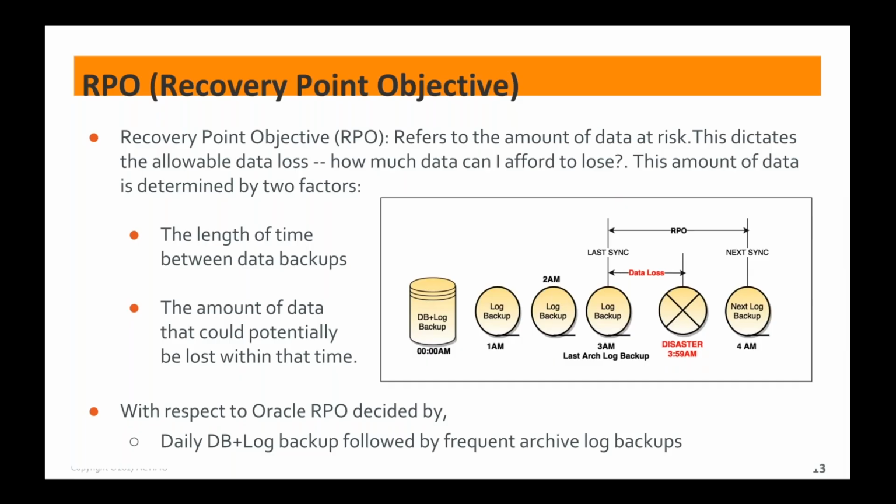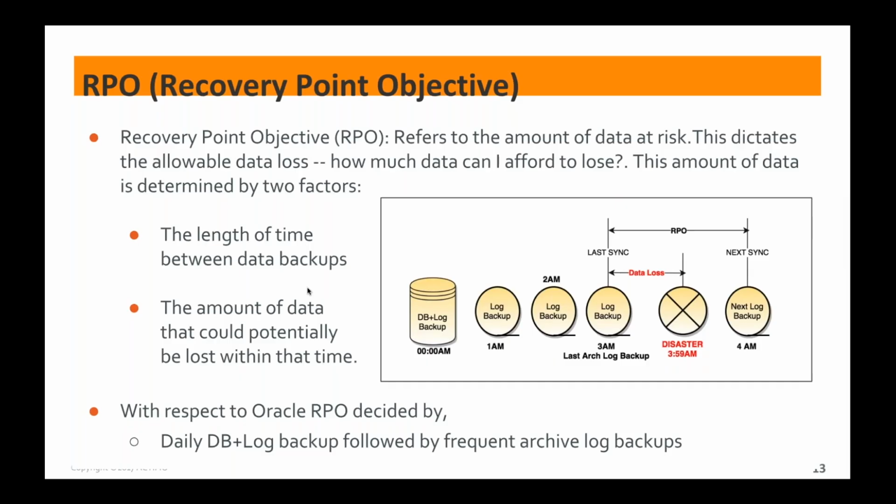So just to give you a basic overview of the RPO: what is an RPO? RPO is nothing but recovery point objective. It's simply the amount of data we are referring to as at risk as part of a disaster. In case a disaster occurs, how much data can I afford to lose, which decides the RPO. This amount of data is basically determined by two factors, right? The length of the time between two database backups.